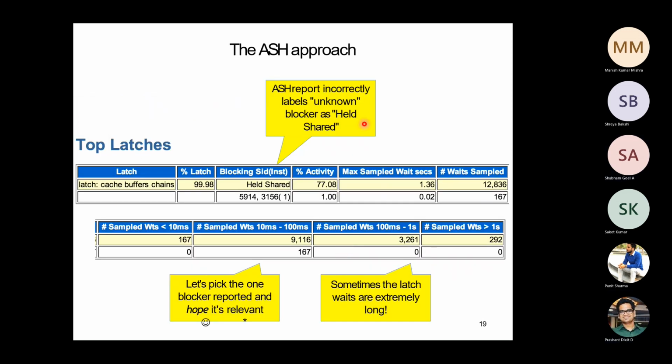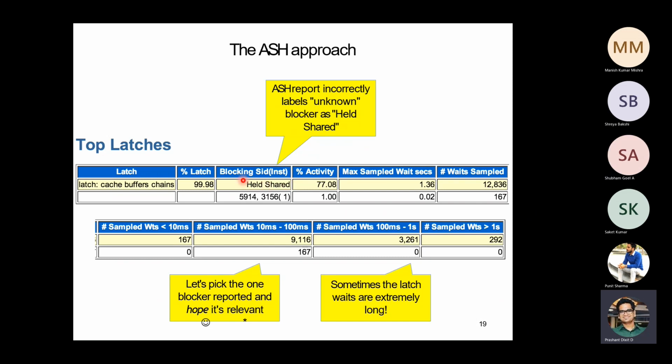So let's move ahead. If you check the next section, it shows more information. It says 99.98% is held shared. What it says is that the ASH report incorrectly labels an unknown blocker, because for 99.98% of this particular latch wait, the ASH report is not sure about the SID. It usually mentions it as held shared, but it should ideally mention it as unknown. So this is a problem, by the way.